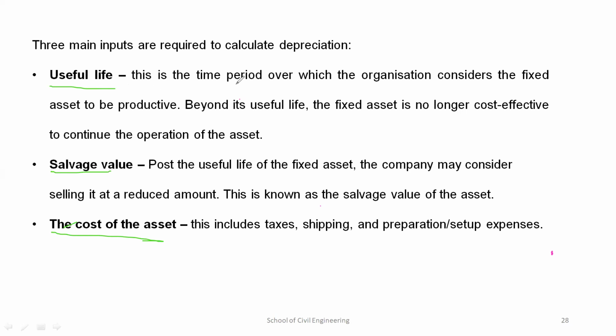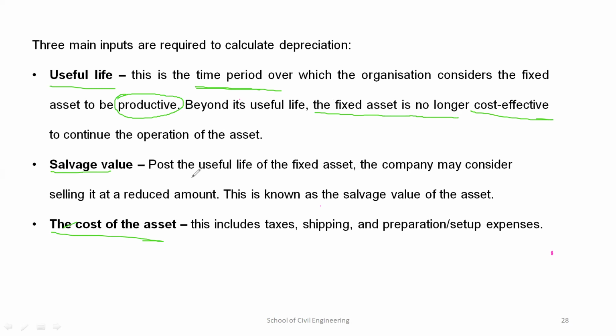This is the time period over which the organization considers the fixed asset to be productive. Productive means it is giving some income to your company or organization for some years or some months. Whatever span it gives income, that is the useful life. Beyond its useful life, the fixed asset is no longer cost effective to continue operating. Now I think you got what useful life is.